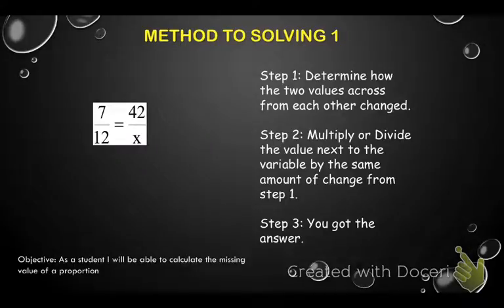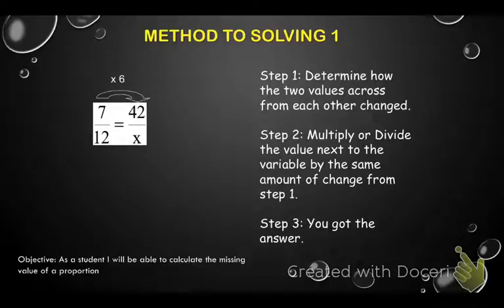Now, I told you there was 2 ways to solve proportions and 2 ways to use them. And I'm going to be honest, you're going to use both ways depending on which is easier and which is harder. Okay? That being said, the first method says, step 1, determine how the 2 values across from each other have changed. Now, I wouldn't really say across from. I would like to use the words next to. So how does 7 become 42? Well, pretty easy. 7 becomes 42 by multiplying by 6.